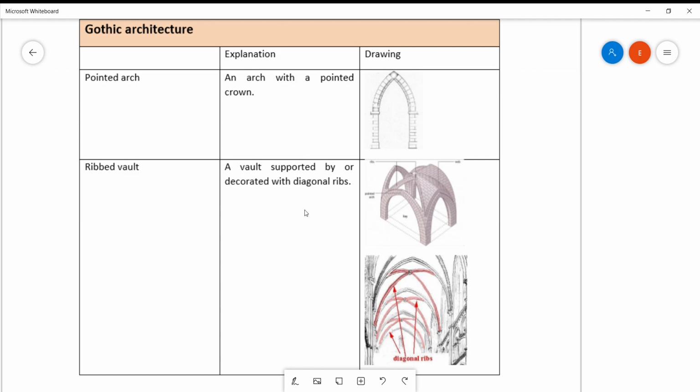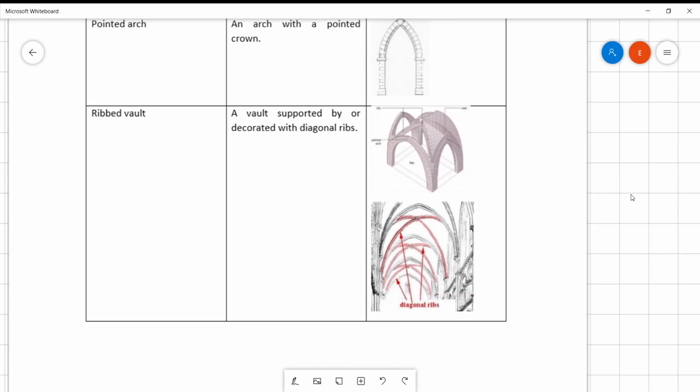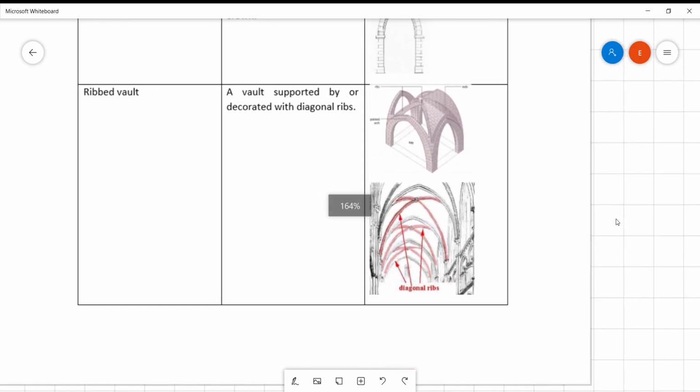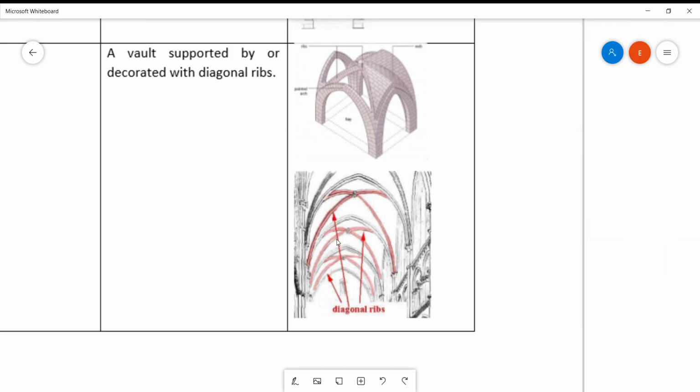Okay, it is a vault supported by or decorated with diagonal ribs. The ribs are very important for the Gothic, because ribs means costillas, pero también significa nervios. Así que, de hecho en español esto lo llamamos nervios. These lines that are crossing the roof from one side to the other side of the church, they gather in this point, at some point on the roof they gather.